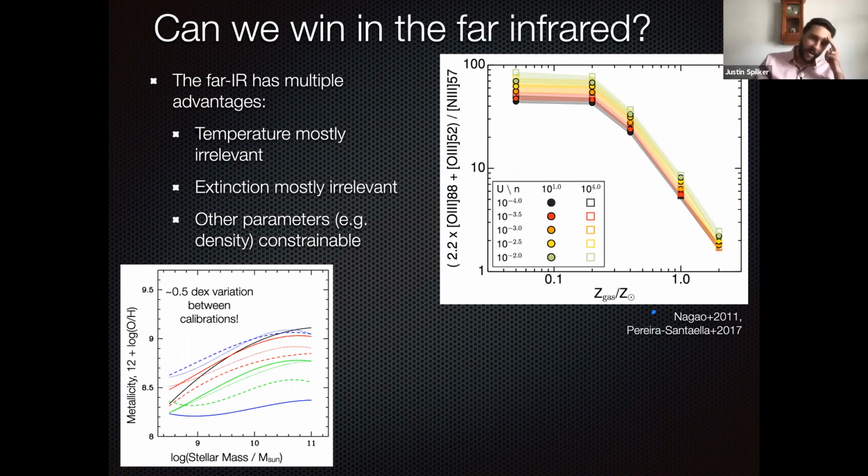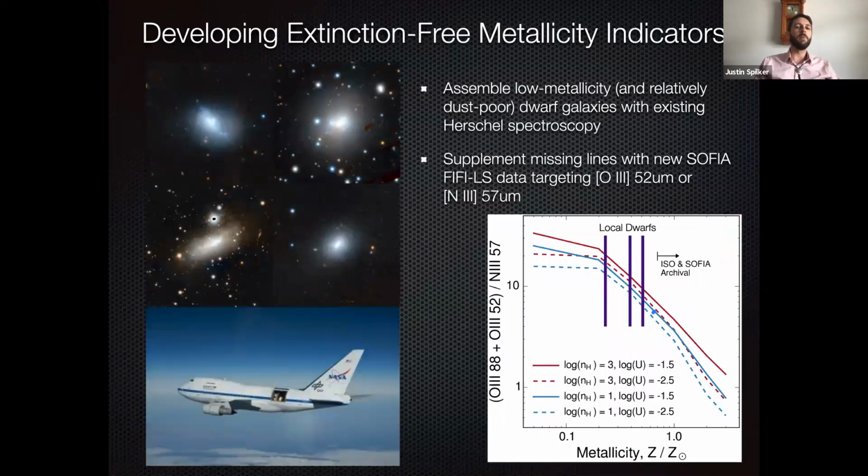And so I've been working over the last year or so on a project to use SOFIA actually to try to calibrate a metallicity indicator like this. We're trying to basically assemble some low metallicity dwarf galaxies in the nearby universe, preferentially focusing on ones that already have Herschel spectroscopy just to save on time, and to supplement that Herschel data with new observations from SOFIA, looking at the 52 micron line of O3 or that N3 line of 57 microns. And the idea is that with a combination of new data and archival data, we can try and figure out if this metallicity indicator works.